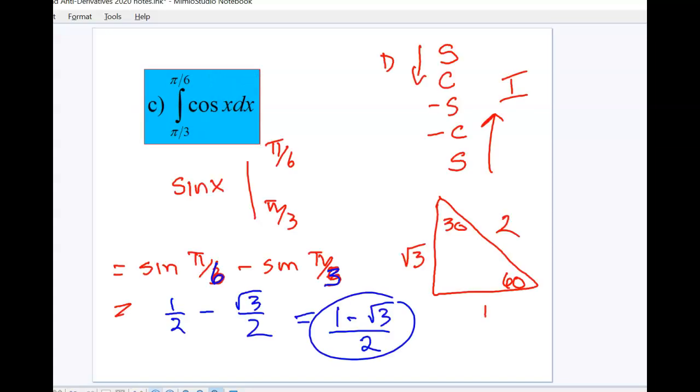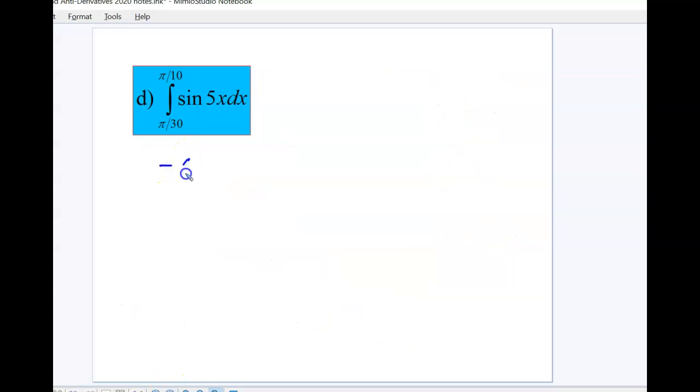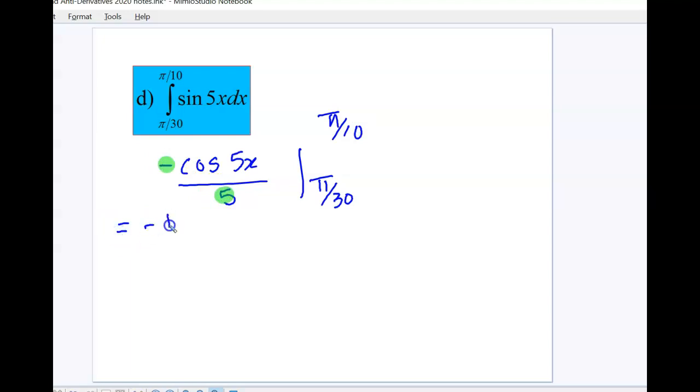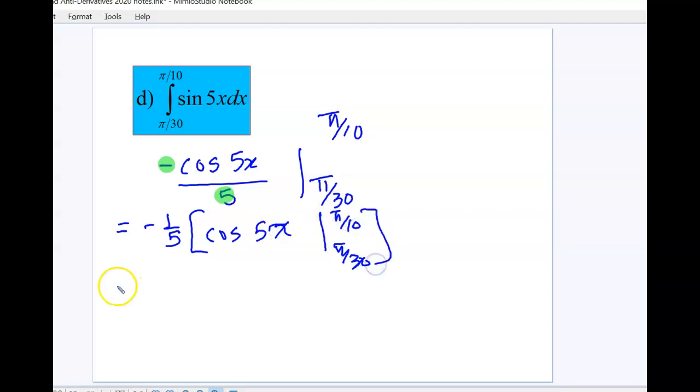So the integral of sine, if I go up the chart, is negative cos. So this is going to be a negative cos 5x. And now I'm dividing by the derivative of 5x, which is 5, from pi by 30 to pi by 10. So this negative 1 over 5 can be a constant, so I'm going to bring it out front. And then I have cos 5x going from pi by 30 to pi by 10.